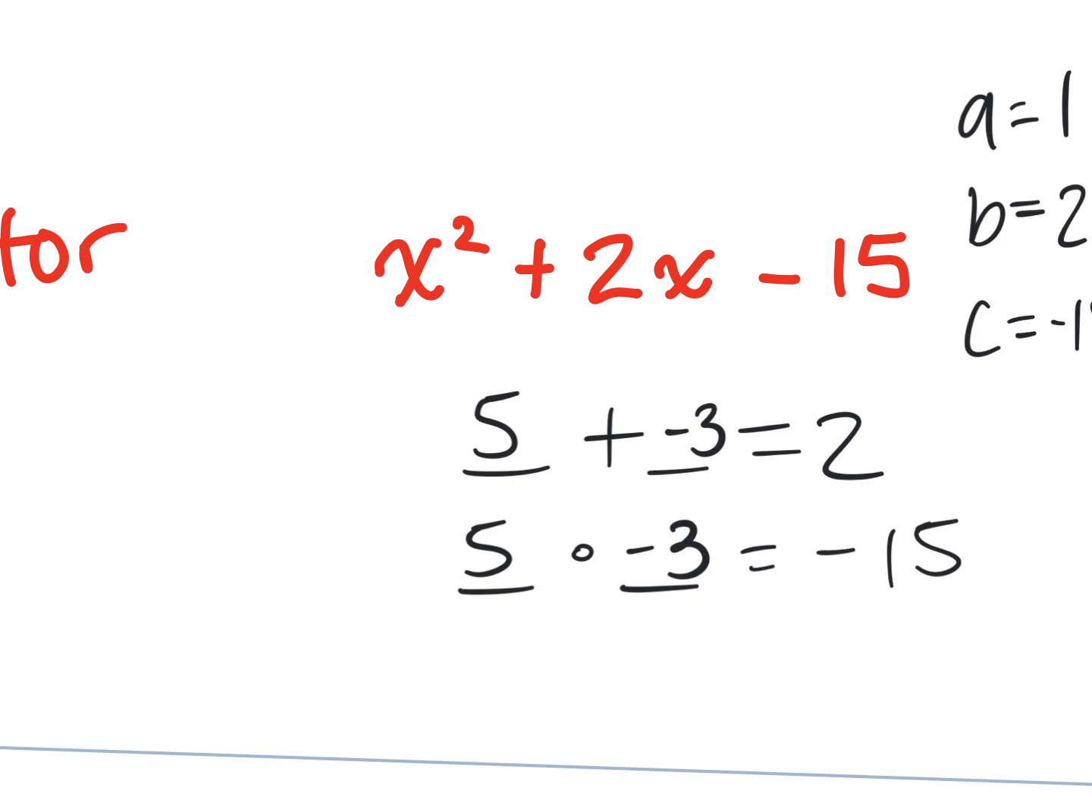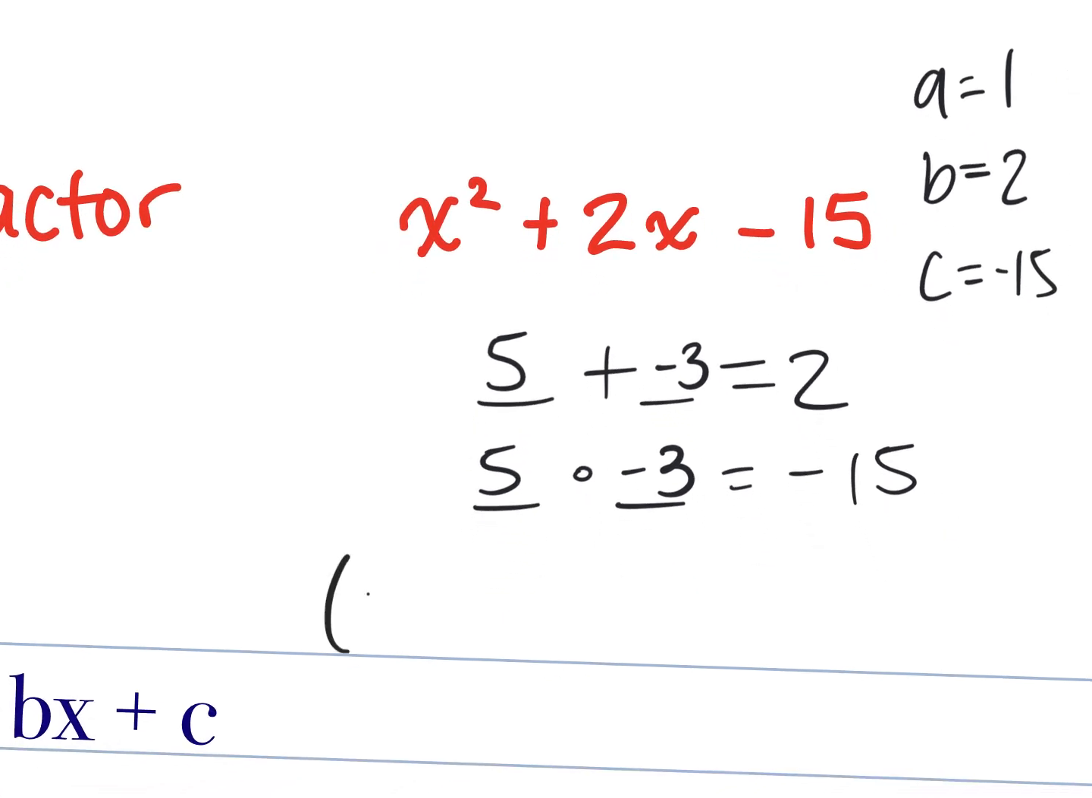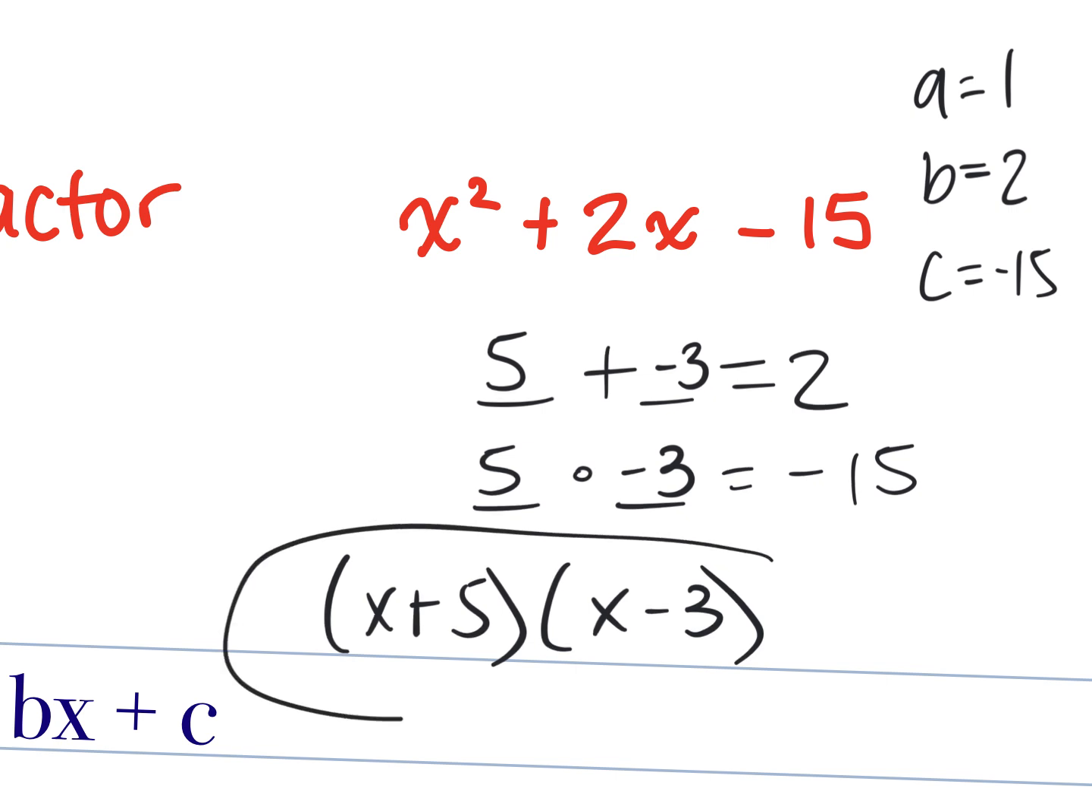So this is not my answer, though. 5 and -3 are not my answers. What is my answer, Caitlin? Very good. Parentheses x plus 5 times x minus 3. How many of us got that? Yay! Okay, that's better than we thought.